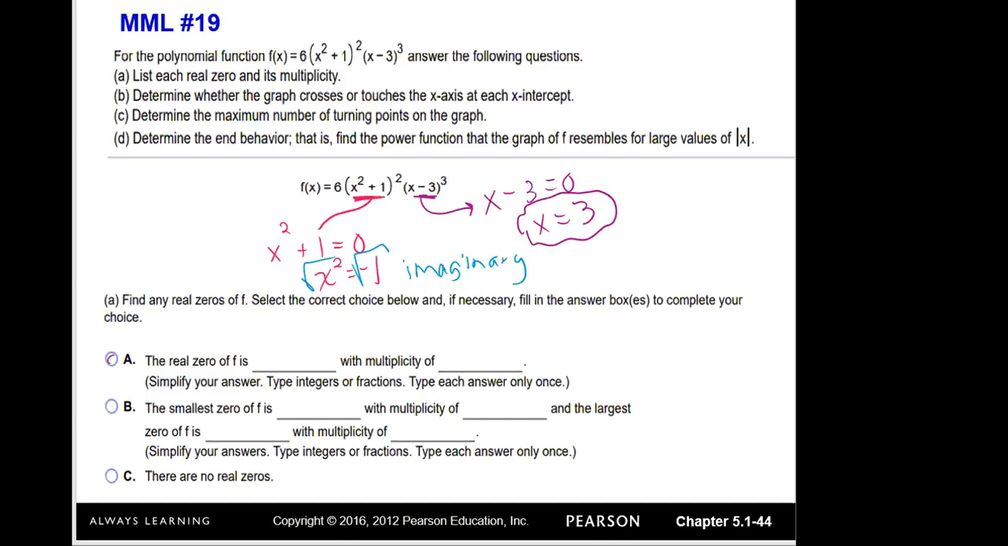So I'd click on A, and I would say the real 0 of f is 3 with multiplicity of 3, because it's really an x minus 3 times an x minus 3 times an x minus 3, which would give you x equals 3, x equals 3, x equals 3. So you get three factors that are the same. Now that's part A. B says determine whether the graph crosses or touches the x-axis at each x-intercept. That's the next slide. B.